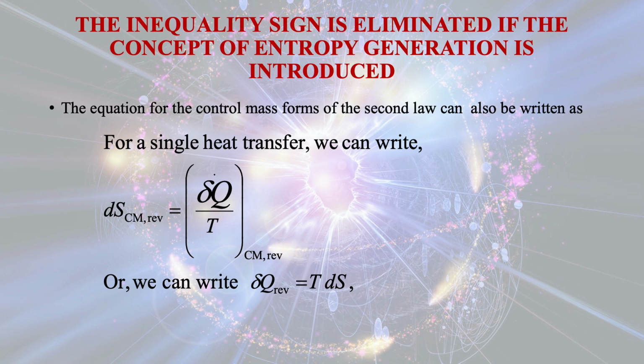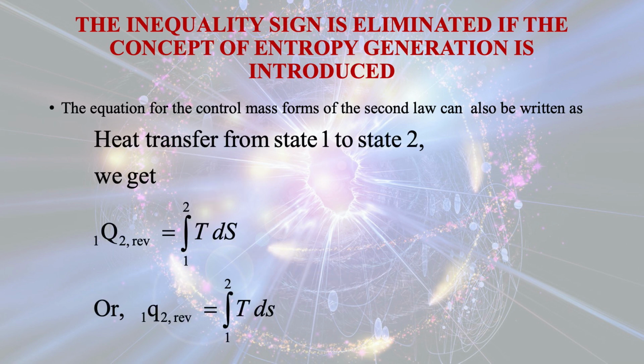But from the first law of thermodynamics, we can get this expression, that is delta Q reversible is equal to TdS, and we can get further equations if we consider the first law of thermodynamics and write delta Q in some other forms. The equation for the control mass form of the second law can also be written for heat transfer from state 1 to state 2. We get 1Q2, that is the heat transfer from state 1 to state 2, equal to the integral of TdS from 1 to 2. Or on a per unit mass basis, 1q2 reversible is equal to the integral of Tds. Here we are taking small s, that is the equations on an intensive basis.